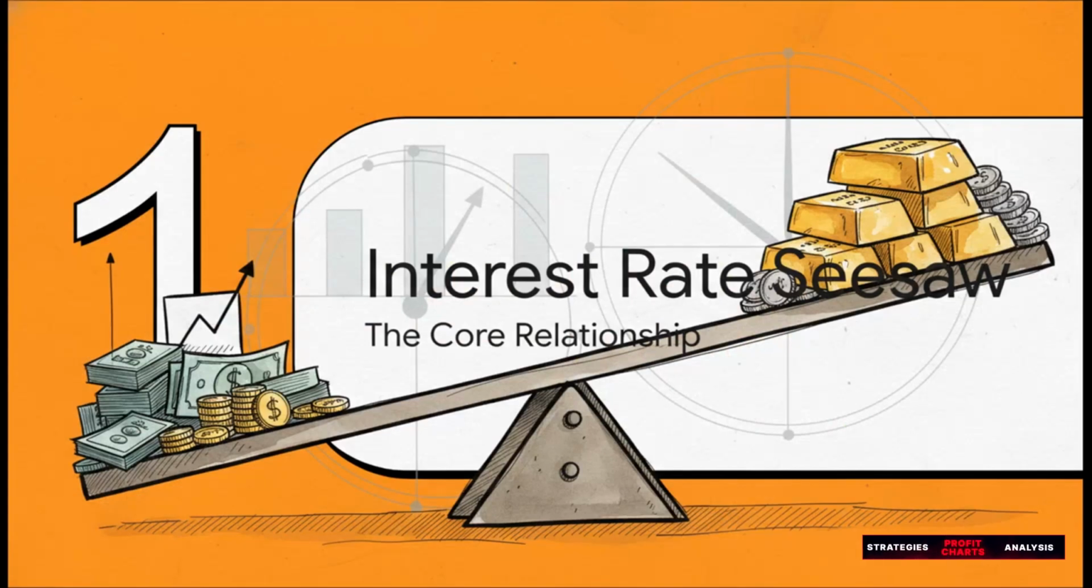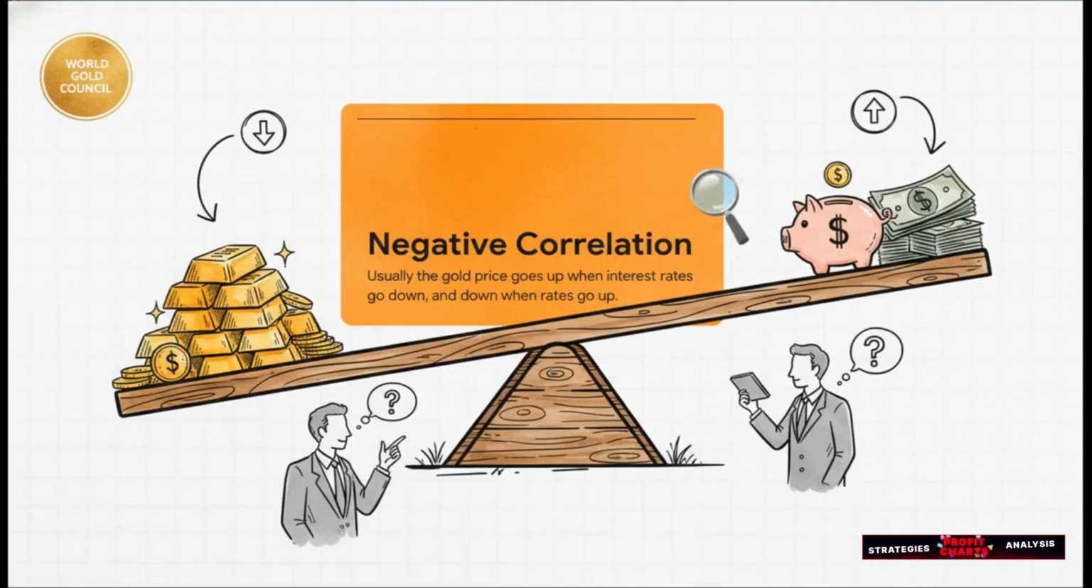Okay, moving to Section 1, the interest rate seesaw. Let's look at the core relationship. To really wrap our heads around this, you have to picture the financial world as just a giant seesaw, where the balance of power is constantly shifting back and forth. The crucial point here, established by groups like the World Gold Council, is a traditional negative correlation, and this is driven by a very specific intermediary, the US dollar.